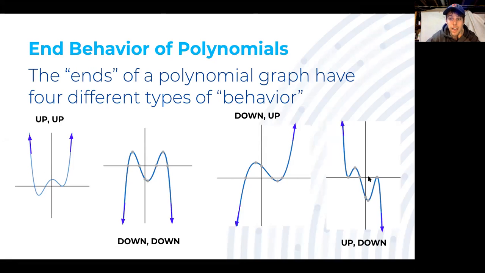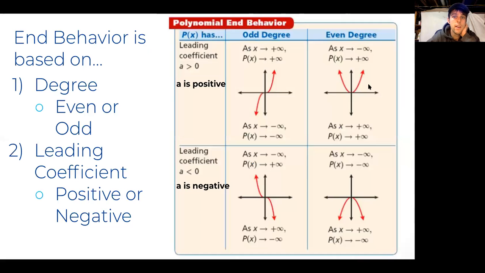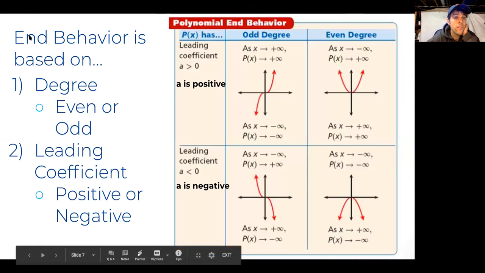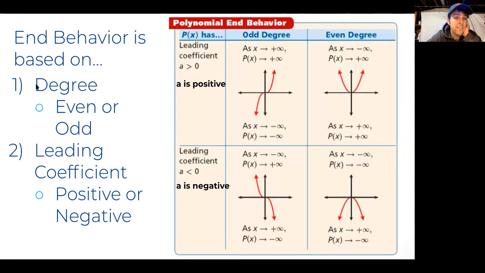And so we're going to look at what factors, not factors like we would think of for polynomials, but what things about the equation can tell us what type of end behavior we're going to have. So I have this nice handy chart. There's two things that the end behavior of our polynomial is going to be based on. It's going to be based on the degree of the polynomial, so the highest exponent power, whether it's going to be even or odd. And then the leading coefficient, the number in front of that, whether it's going to be a positive number or a negative number.